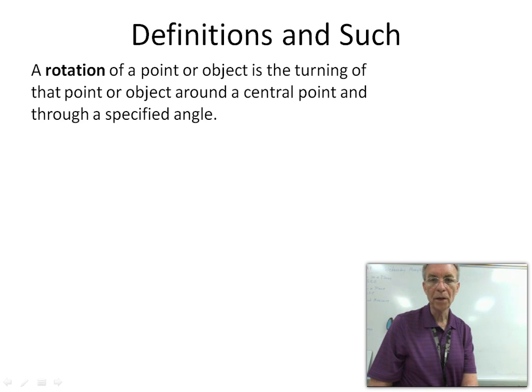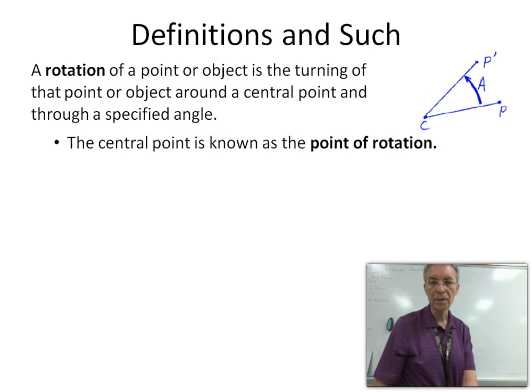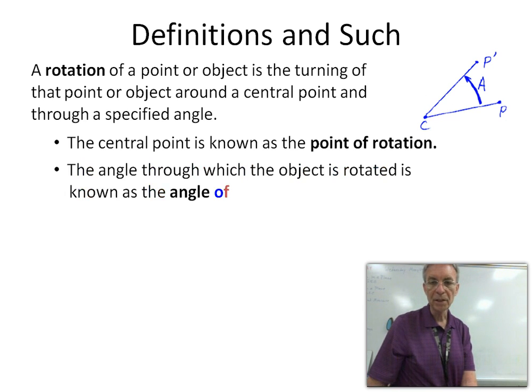Okay, a rotation of a point or an object is the turning of that point or object around a central point and through a specified angle. So if we diagram it, it's going to look something like this. In this case, they're rotating a line segment. So that's how they got to this point. You had this point, it rotated up here to P, but C was the center of rotation. The central point is known as the point of rotation that we just talked about. The angle through which the object is rotated is known as the angle of rotation.